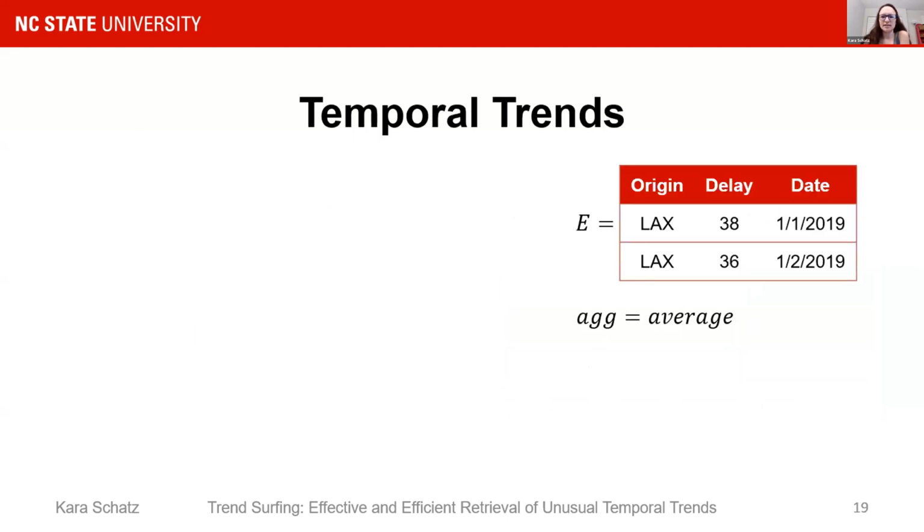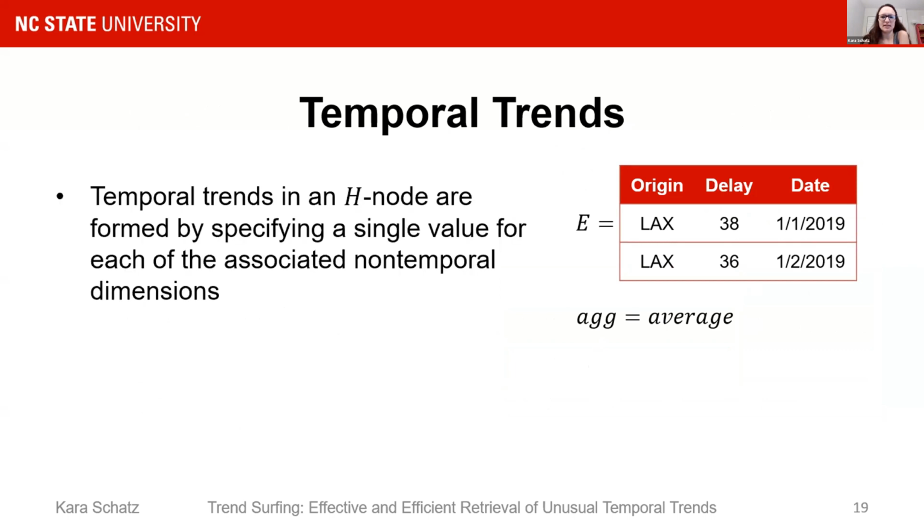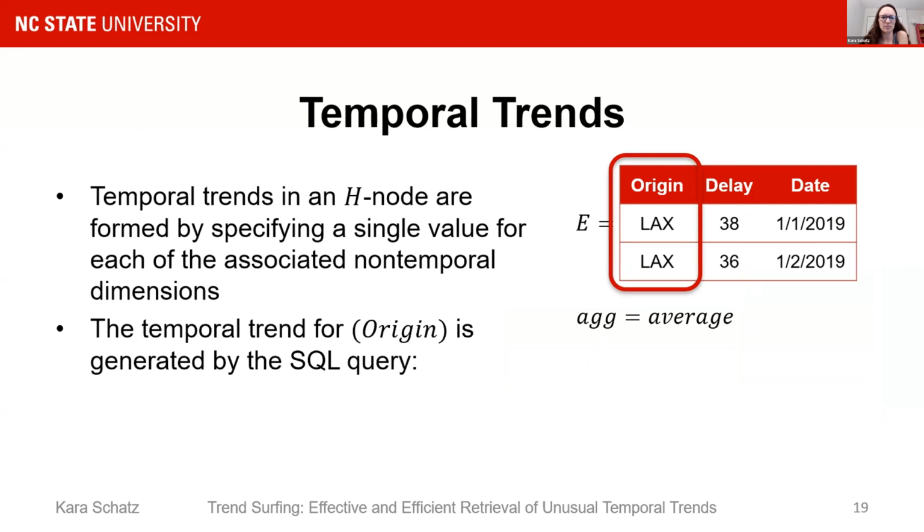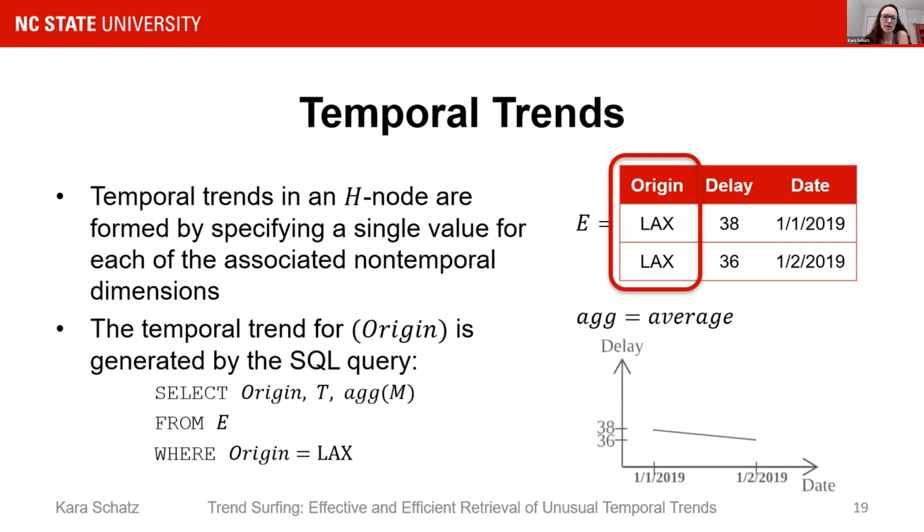So temporal trends in an H node can be formed by selecting a specific value for each of the non-temporal dimensions. In our example, there's only one value for the non-temporal attribute origin, so we would construct this trend by this SQL query shown here, which would select all the rows from E that have the specific value LAX for the origin airport, in this case, all the rows, and it would generate this trend of temporal changes.